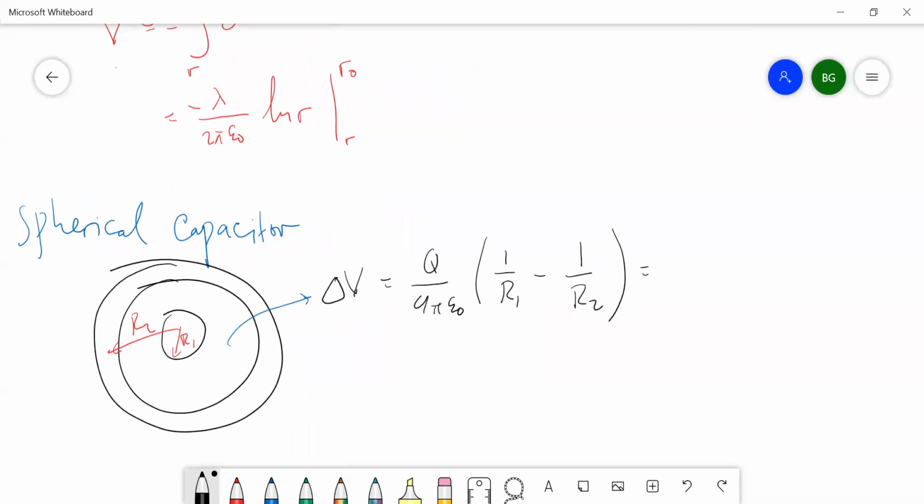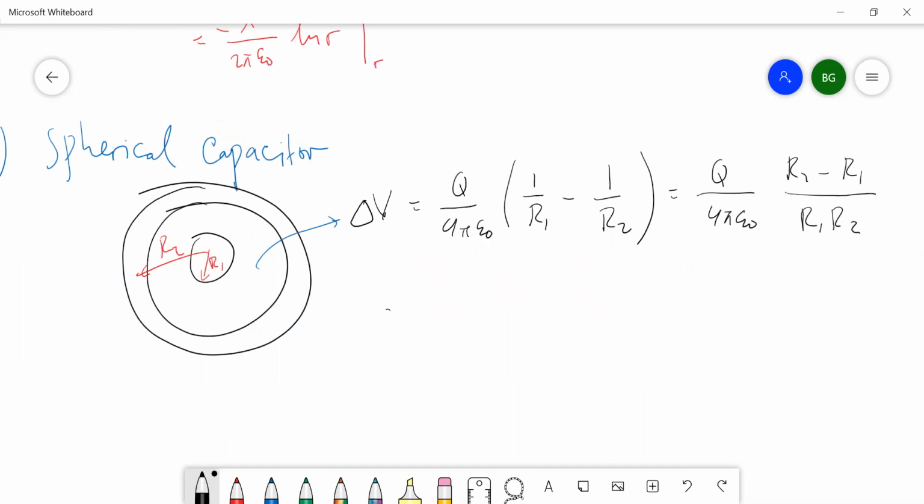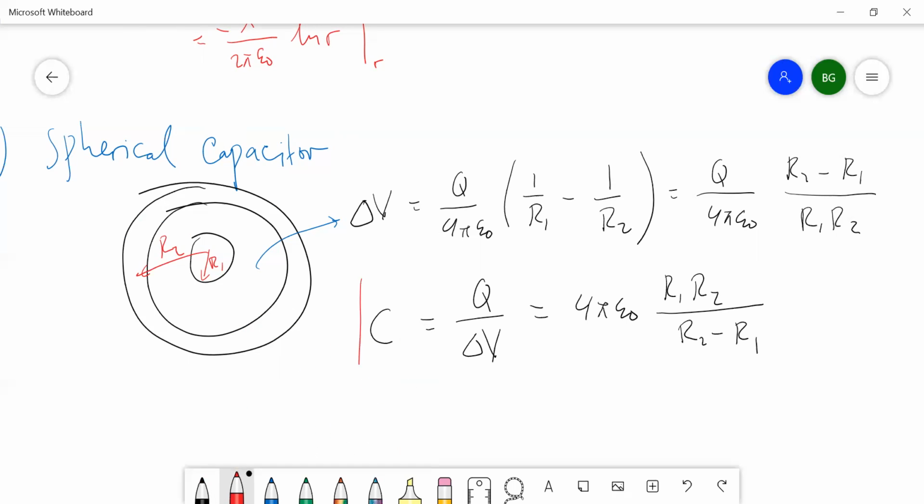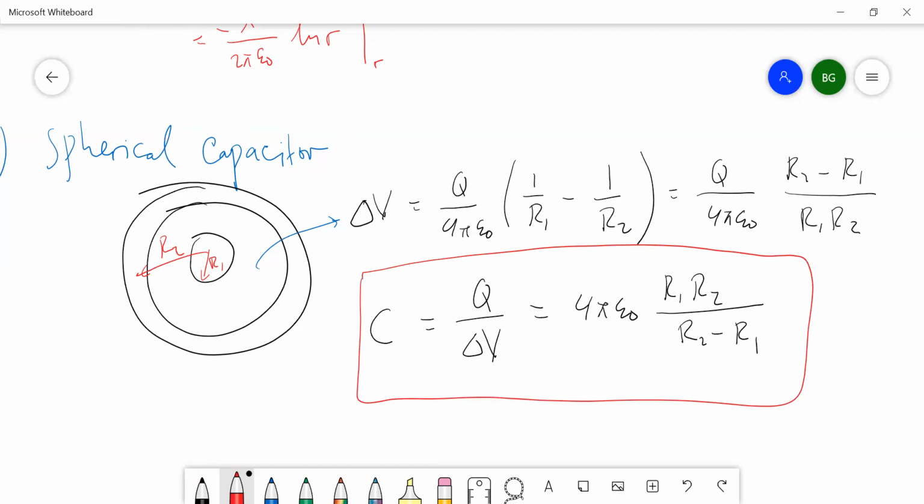Okay. So I should put Q over 4 pi epsilon 0 times R2 minus R1 over R1 times R2. So the capacitance of the spherical capacitor is Q over delta V. This should be 4 pi epsilon 0 R1 times R2 over R2 minus R1. Any questions?